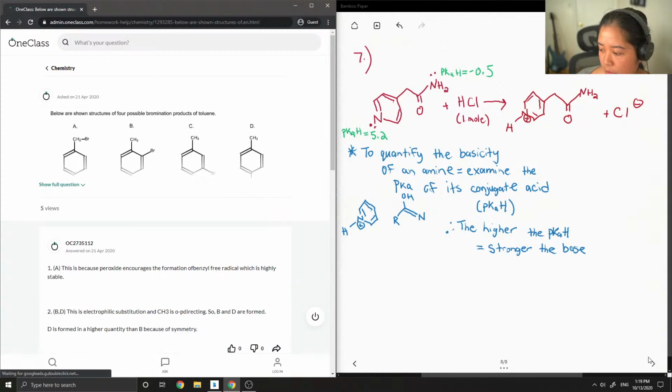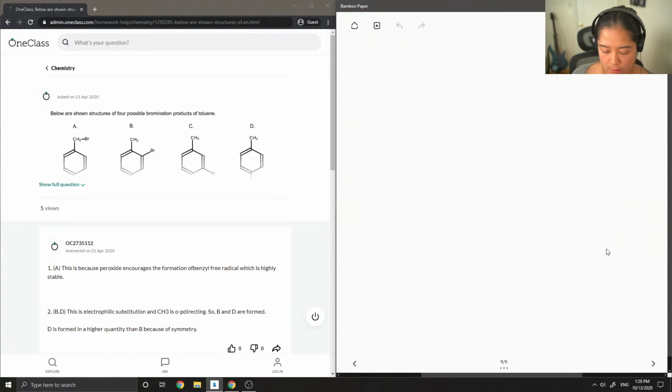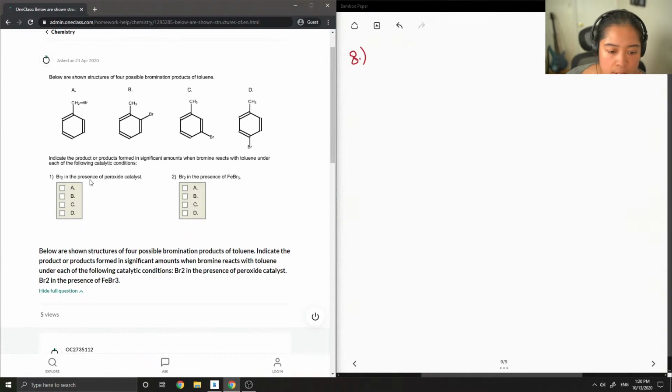Okay, so I think I have time for one more question. This is question number 8. Shown below are structures of 4 possible bromination products of toluene. Indicate the product or products formed in significant amounts when bromine reacts with toluene under each of the following catalytic conditions. The first condition is Br2 in the presence of a peroxide catalyst, and the second is Br2 in the presence of FeBr3.